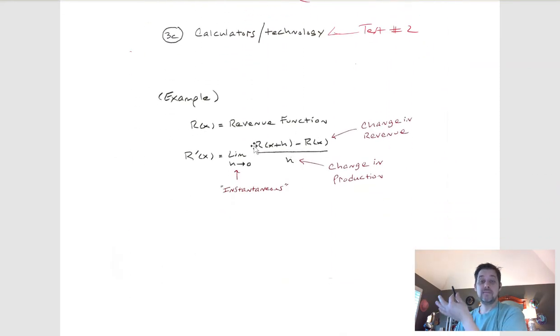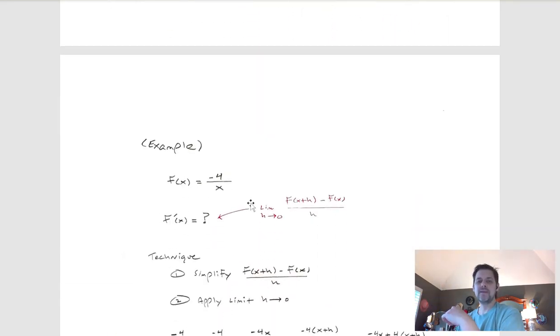Of course, if the R variable is revenue, then on the top is the change in revenue, and down here, if the X variable is production, then that is the change in production. And this part, limit h goes to 0, is what makes it instantaneous. That's what makes it apply over small changes in production. Now let's do an example.